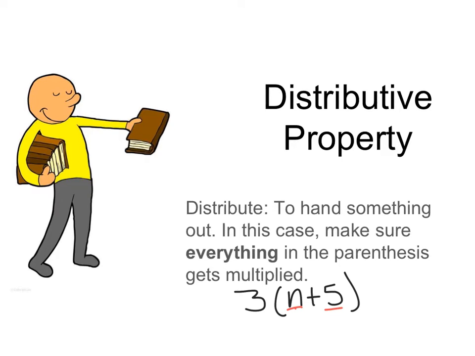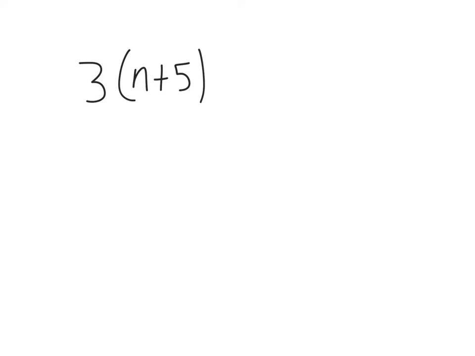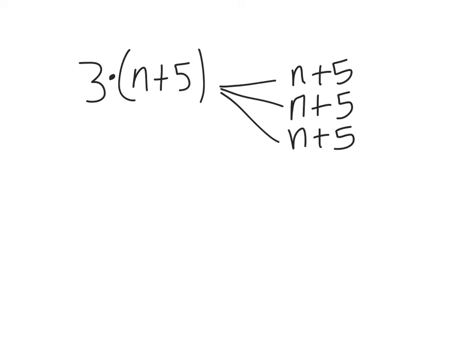Let's look at why that is. So we're taking the example 3 times n plus 5. And let's think about what that actually means. That means we have some number plus 5, and we're taking that whole amount 3 times. So that's the same as saying that we're doing n plus 5 3 times, right? All 3 of those all together would give us the 3 times n plus 5.